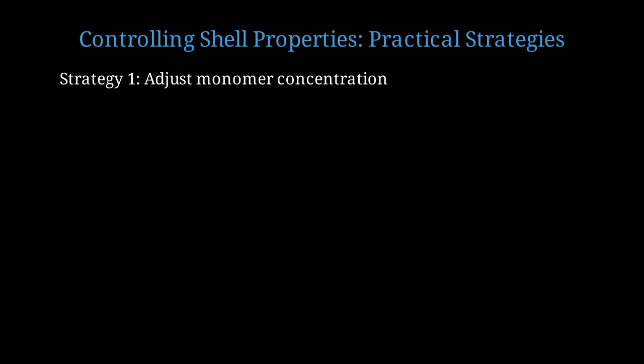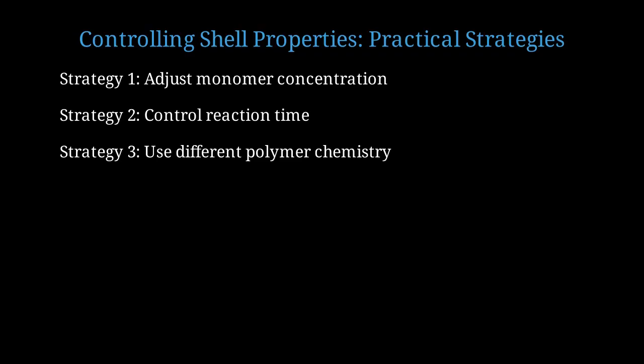Higher monomer concentration in either phase leads to faster shell growth and potentially thicker shells. Strategy 2. Control the reaction time. Stop the reaction earlier for thinner shells or allow longer reaction times for thicker, less permeable shells. Strategy 3. Choose different polymer chemistries. Polyamides are generally less permeable than polyureas.